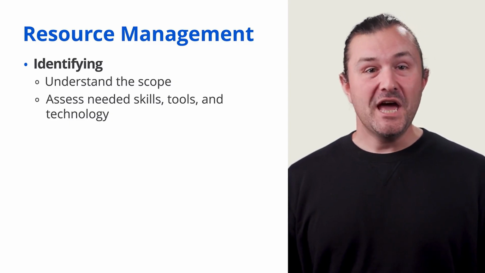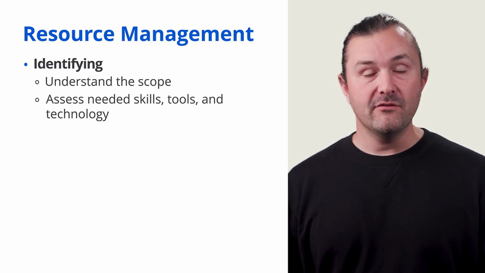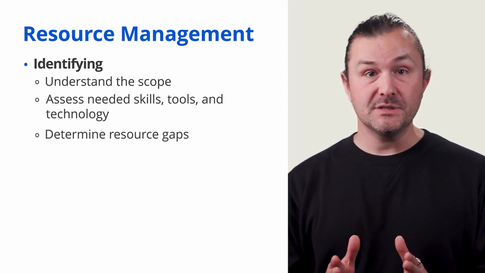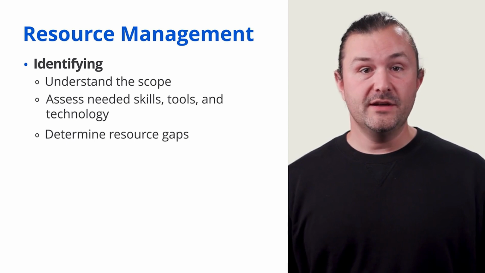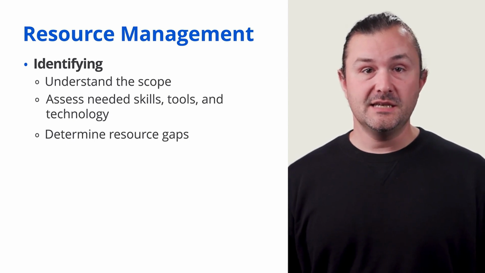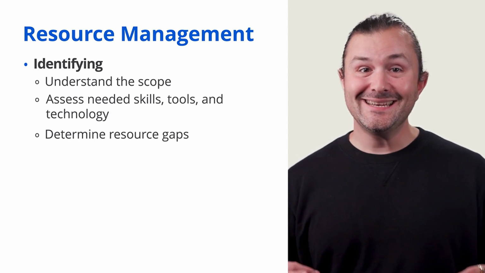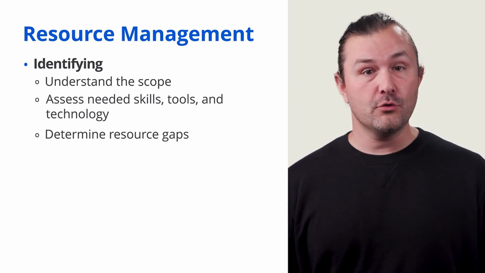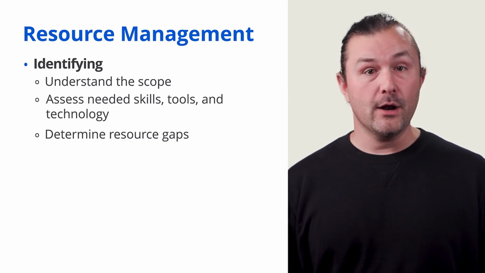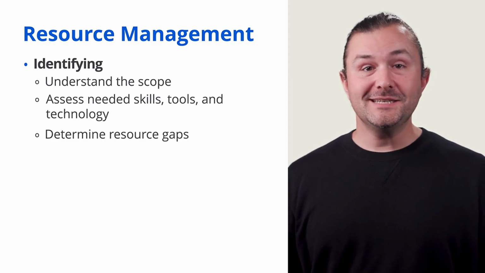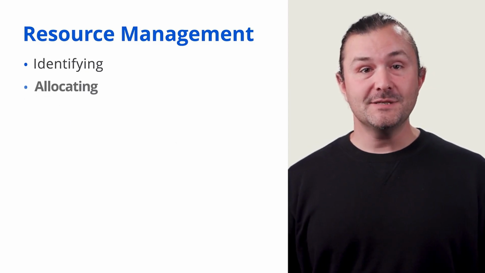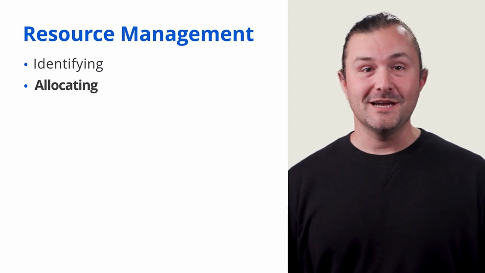Once you know what's needed, evaluate what you already have and determine where there are any gaps. For instance, do you have engineers' experience in Python and high-stakes environments? Is there existing infrastructure that can support the new backend requirements, or do you need to upgrade and acquire new systems? Once you've identified the resources you need, the next step is allocating them effectively across the project.